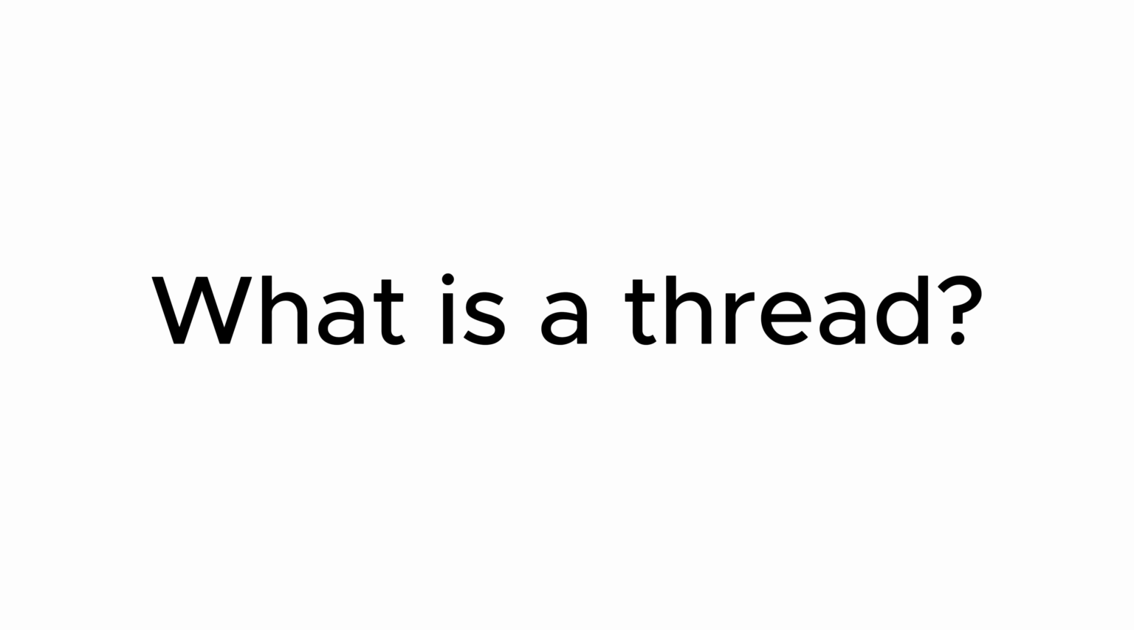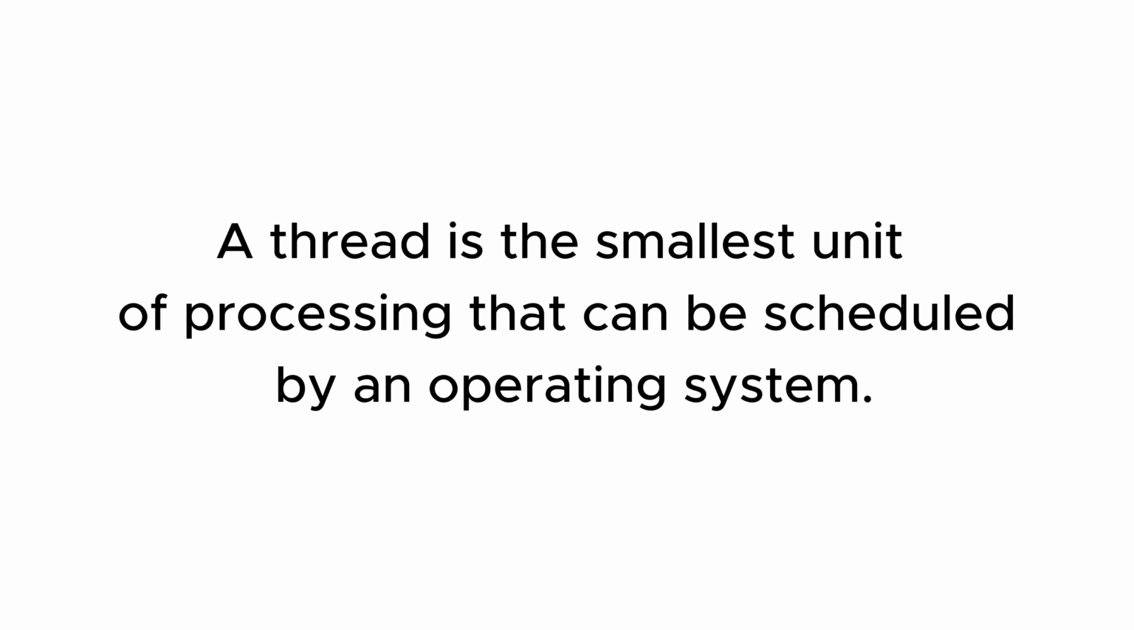What is a thread in programming? A thread, which is short for thread of execution, is the smallest unit of processing that can be scheduled by an operating system. It is a sequence of programmed instructions that can be managed independently by a scheduler, which is also part of the operating system.